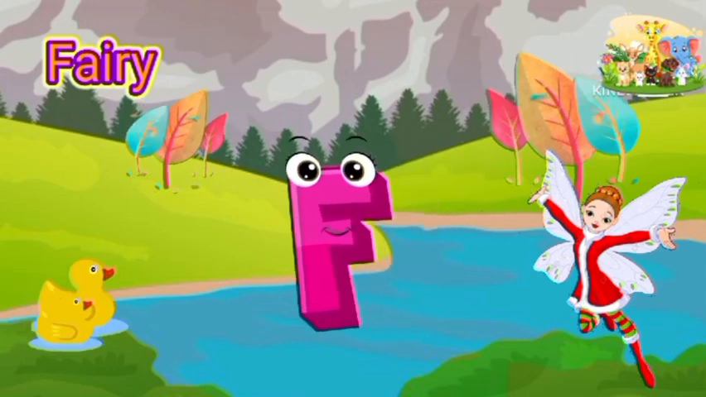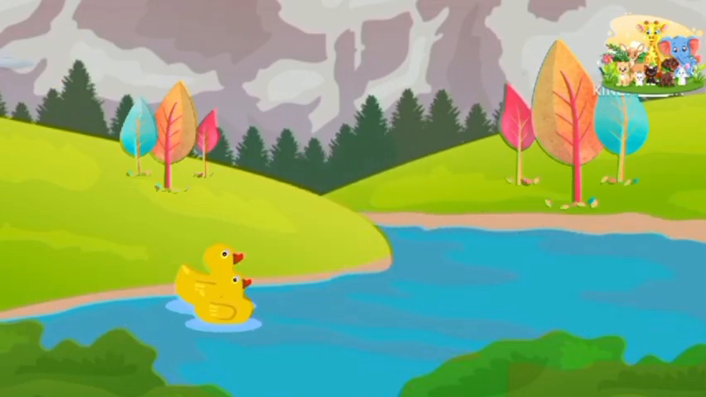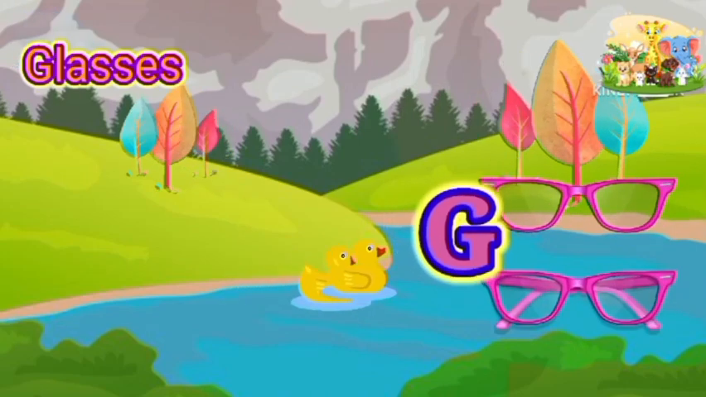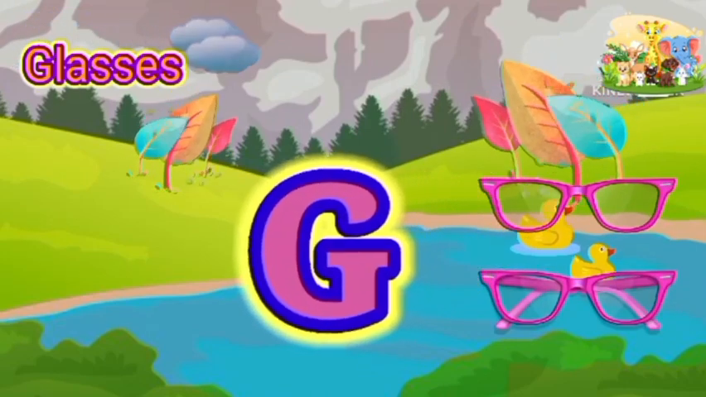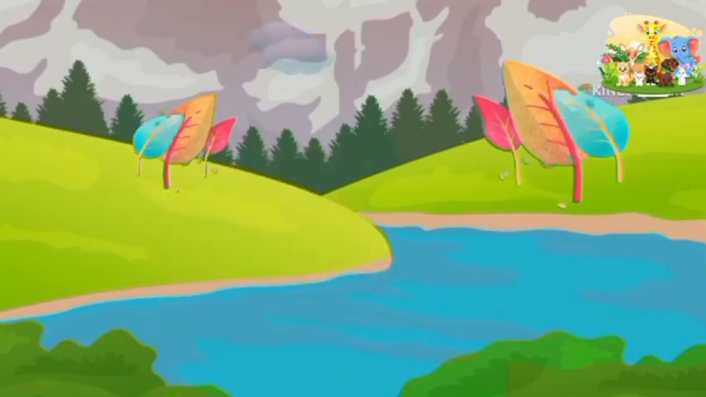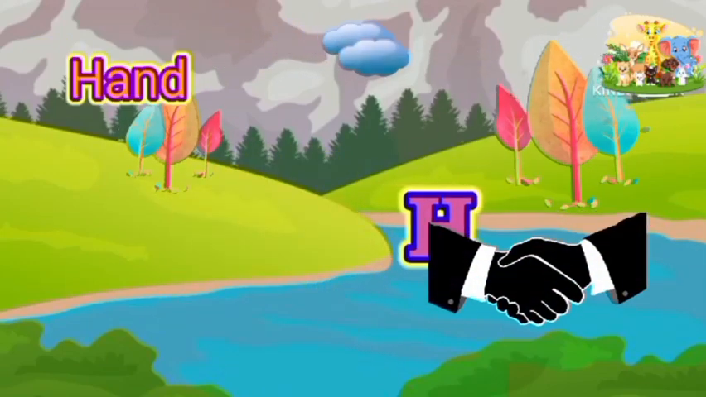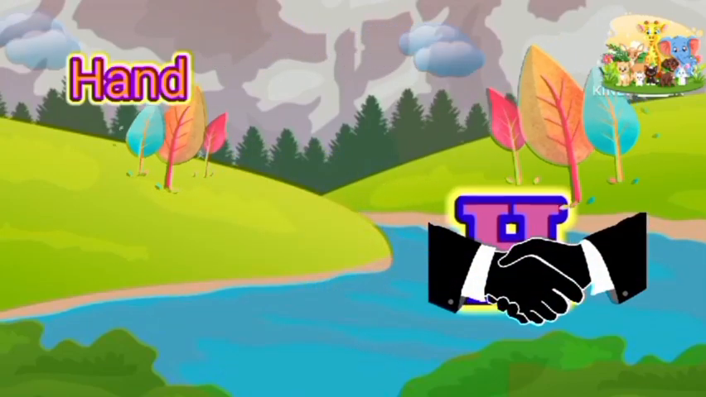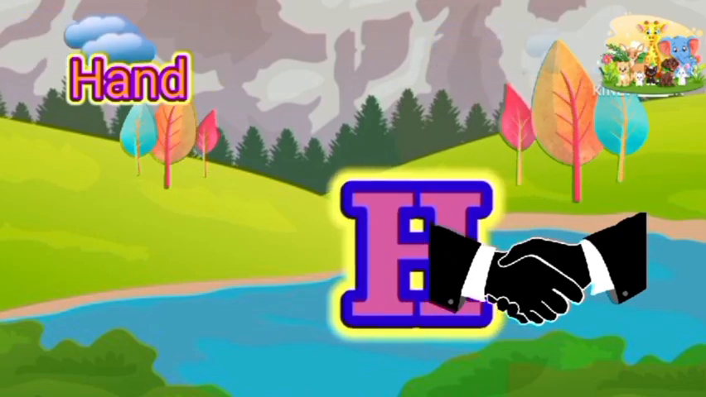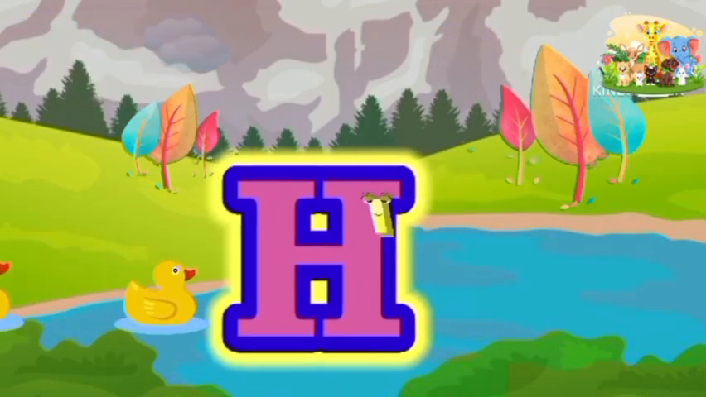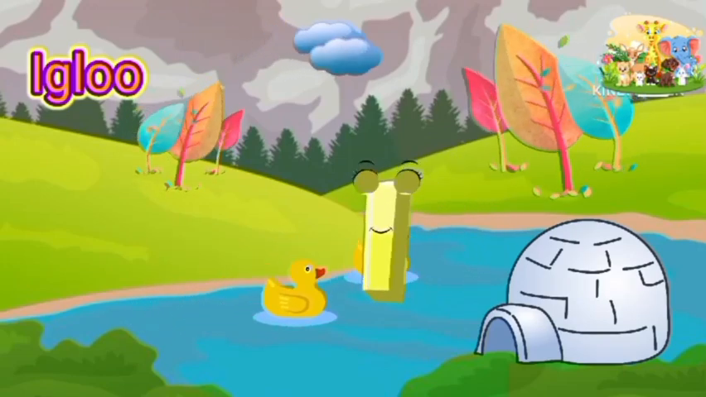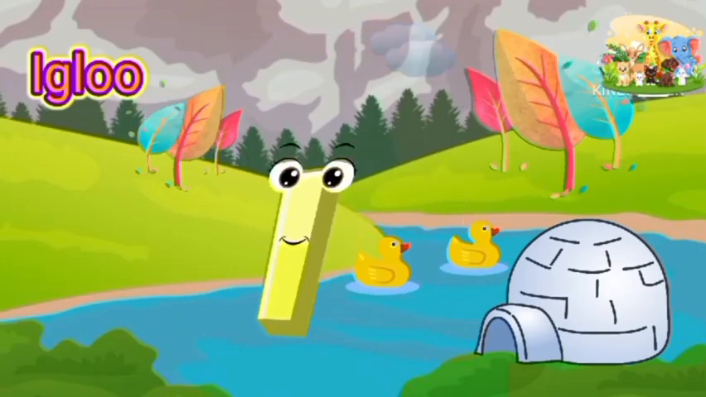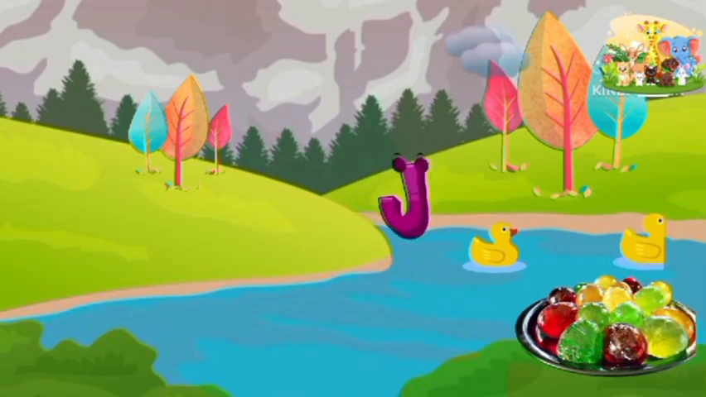F, fairy. G is for glasses, glasses. G, glasses. H is for hand, hand. H, hand. I is for igloo, igloo. I, igloo.